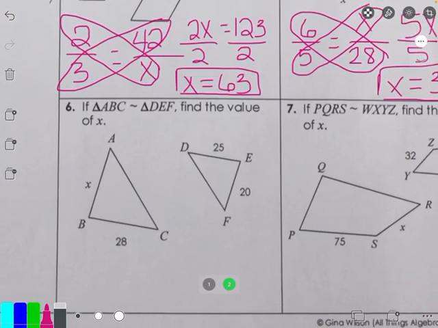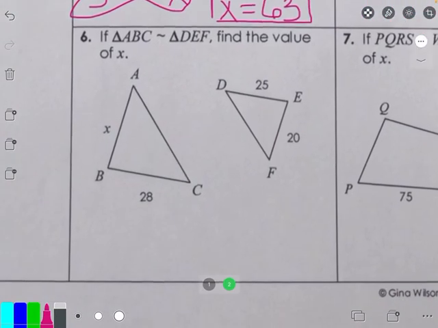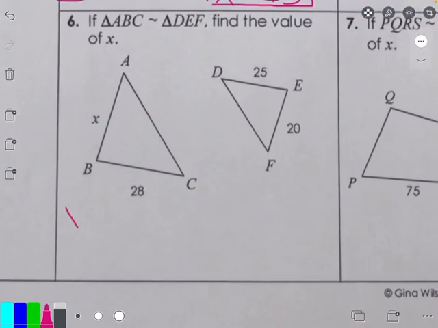Okay, let's look at number 6. In this case, they don't give us a scale factor, but they're saying these two triangles are similar. Find the value of x. So in this case, since I don't have a scale factor, I want to start with x. That gives me a reference point. So it's going to be x over something equals two fractions, right?